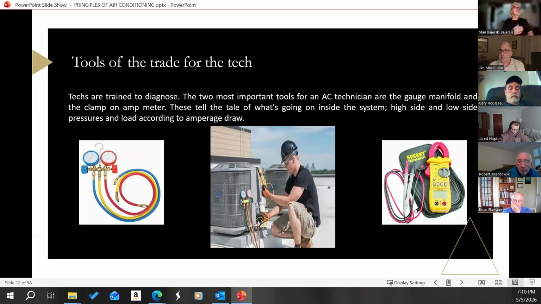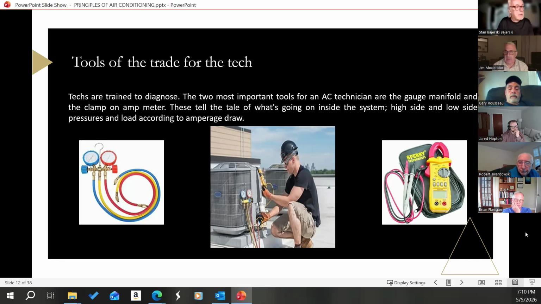So the tools of the trade for the tech. Techs are trained to diagnose. The two most important tools for an AC technician, and I'm afraid to say this because guys are going to run out and get these things now and try to figure out how to work them, are the gauge manifold and the clamp-on ammeter. These tell the tale of what's going on inside the system: the high side and low side pressures, and load according to amperage draw. So those things will change.